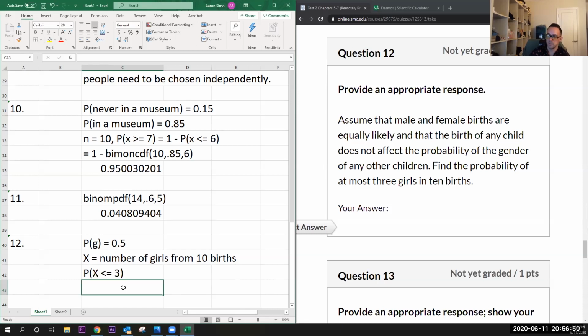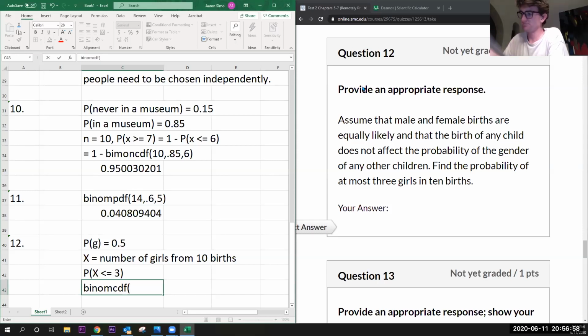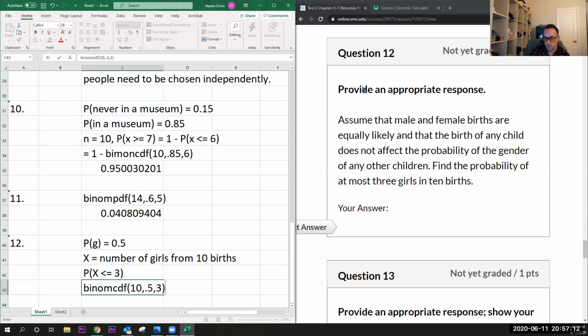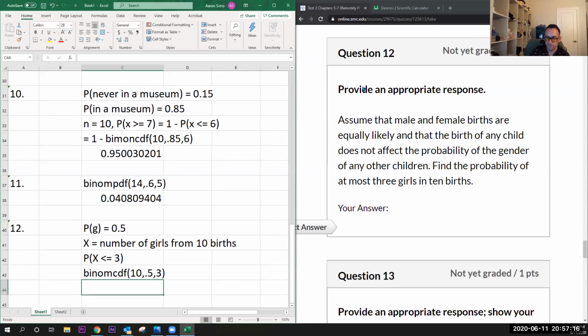So yeah, we could try binomcdf, right? Do you guys know how to plug that in on a calculator? At most 3 girls in 10 births, so we would just plug in 10, comma, 0.5, comma 3. At most 3 girls, right? So what do you guys get? Got 0.1718.